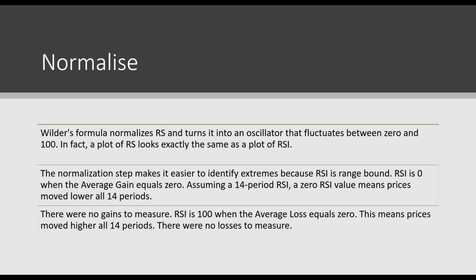RSI is 0 when the average gains equal 0. Assuming the 14 period RSI, a 0 RSI value means that prices moved lower in all 14 periods because you got no gains. There are no gains to measure. So RSI is 100 when the average loss equals 0. This means that prices moved higher in all 14 periods and there were no losses to measure.